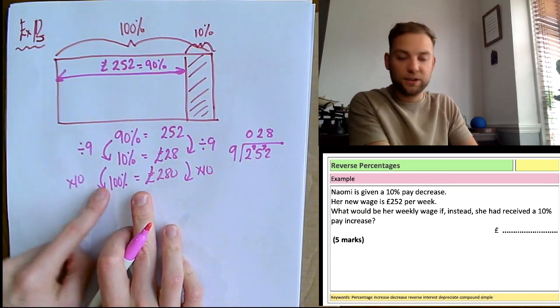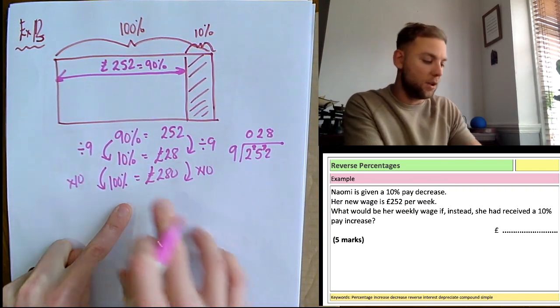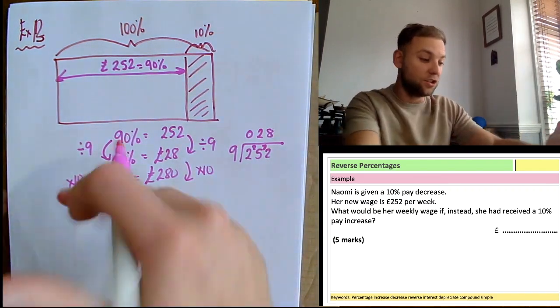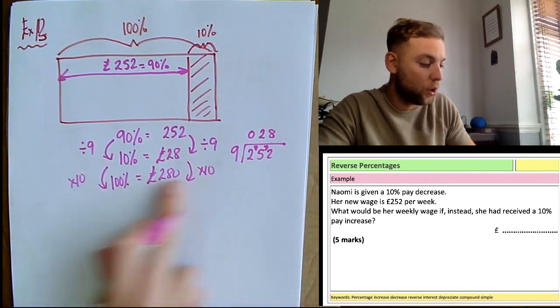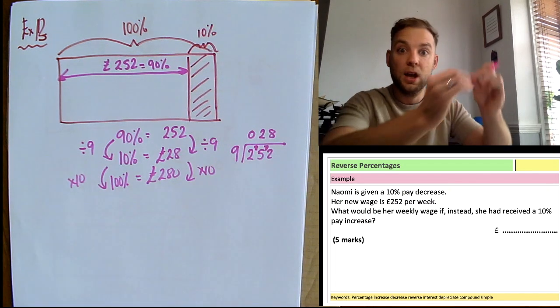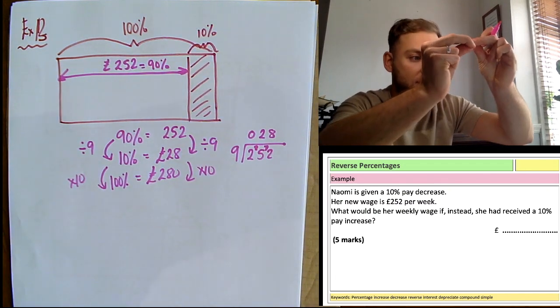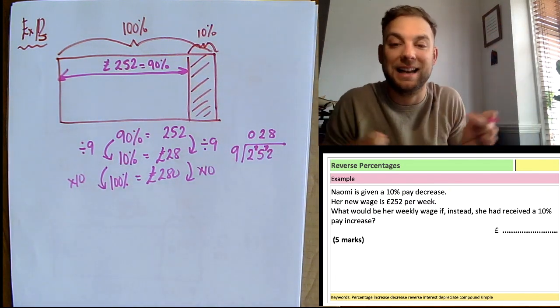So you'd probably be getting about 3 marks up to this point. Then you're going to get another mark for adding on 10%, and a mark for that final answer as well. So 100% is worth 280. But it's saying what does she receive if she receives a 10% increase?